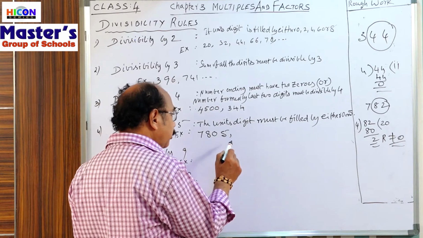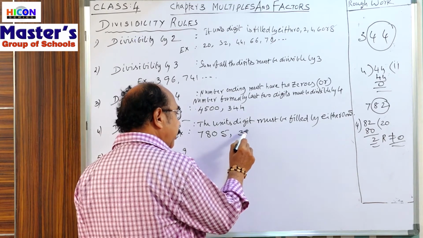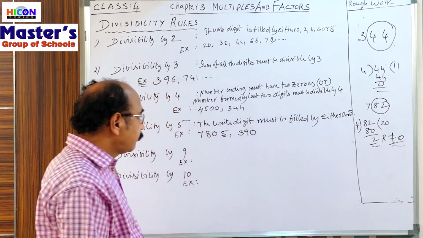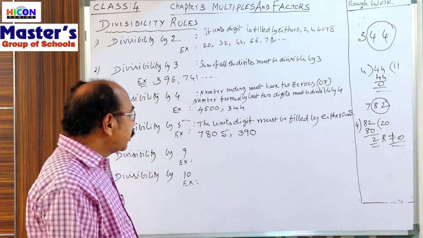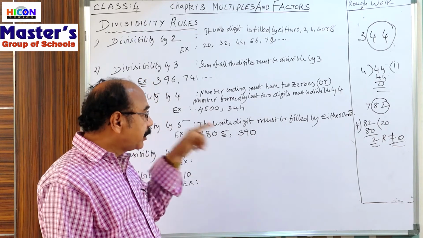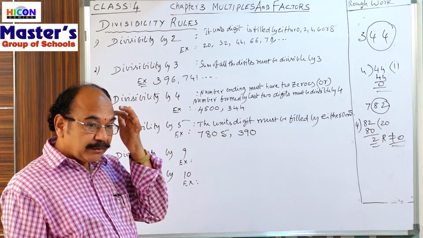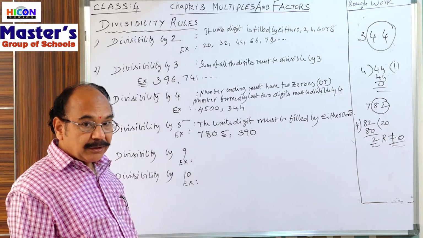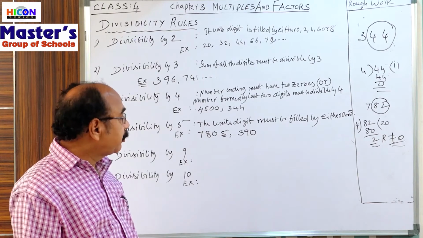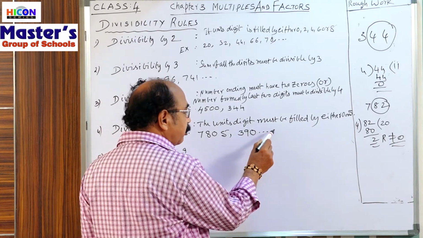One more example, you see, suppose 30390. What is the unit digit here? 0. The unit digit of this number is filled by 0. So what do you say? It is divisible by 5. Divisible by 5, because the condition is satisfied. The unit digit must be filled by either 0 or 5, etc. Like this, some more examples.